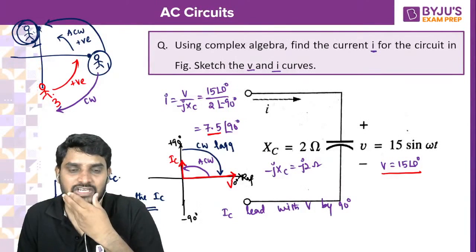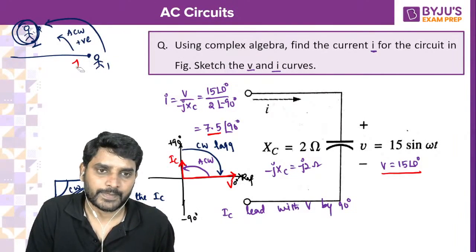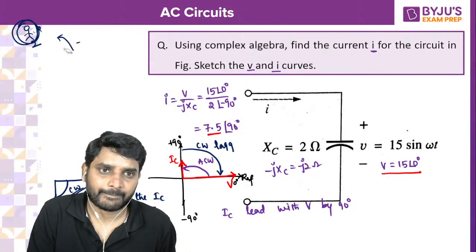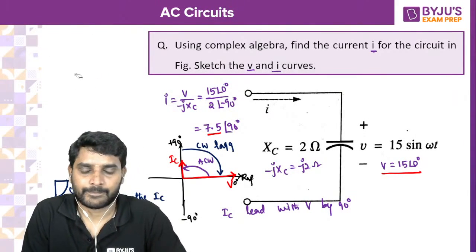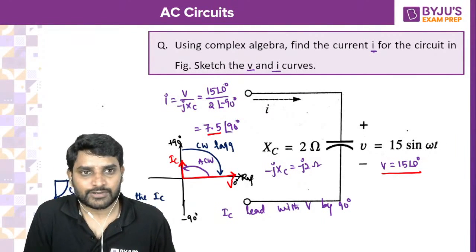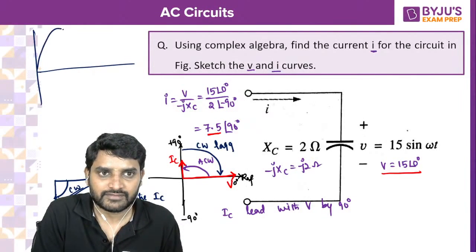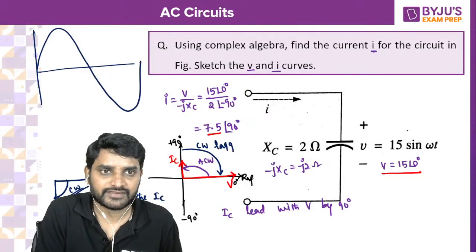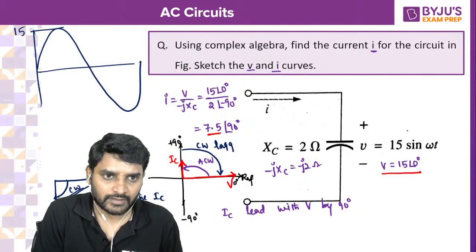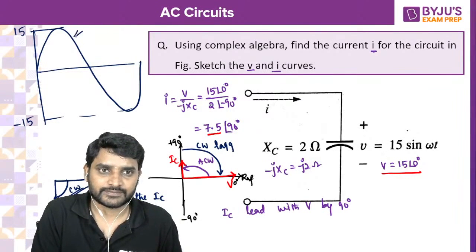Voltage waveforms I did not show you. I'll show you the voltage waveforms. Voltage waveform started at 0. So let me show you the voltage waveform. This is my 15, the maximum voltage. Positive maximum, negative maximum. This is voltage.